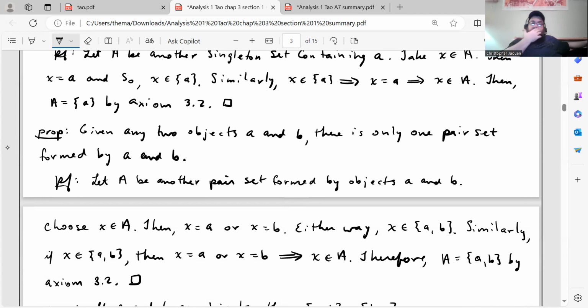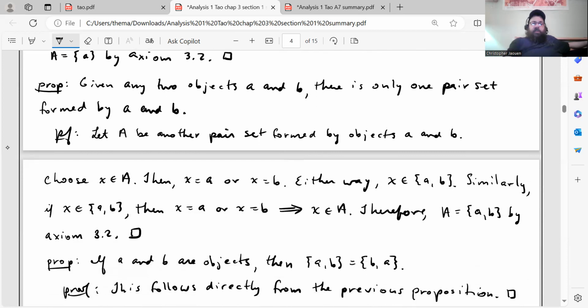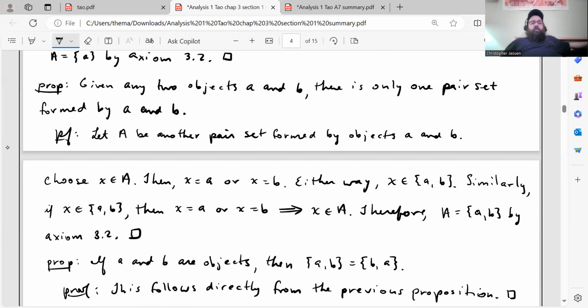So again, I'm writing it as a proposition and then proving it. Given any two objects A and B, there's only one pair set formed by A and B. Here's my proof. Let A' be another pair set formed by objects A and B. Choose X in the pair set containing A and B. Then X equals A or X equals B. That implies that X is also an element of A'. Therefore, sorry, did I skip something here?